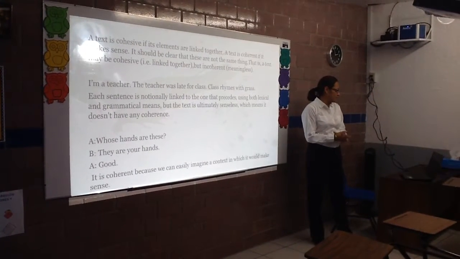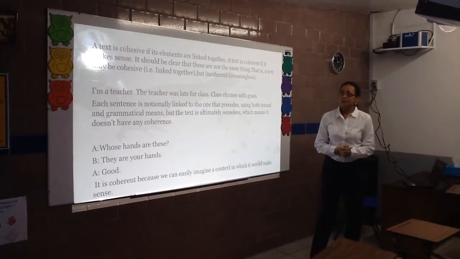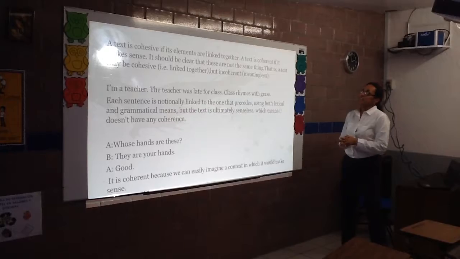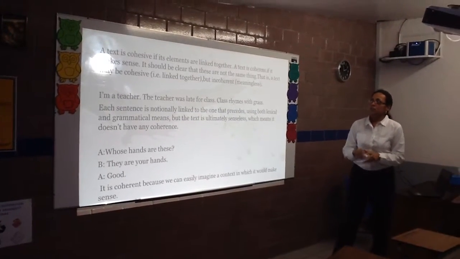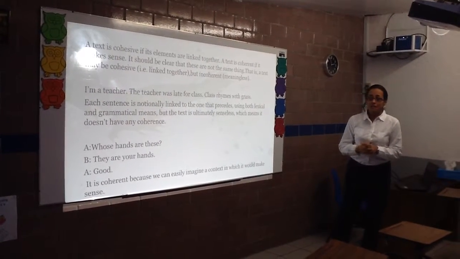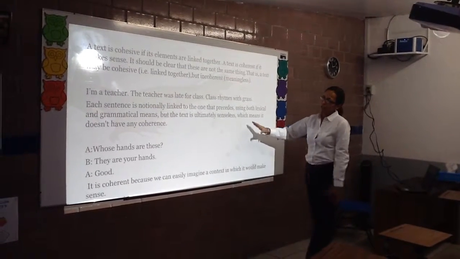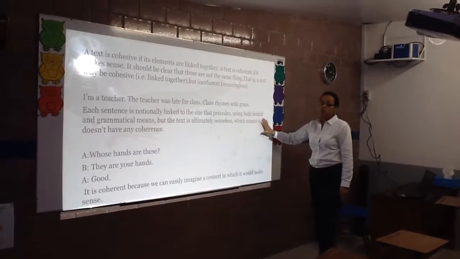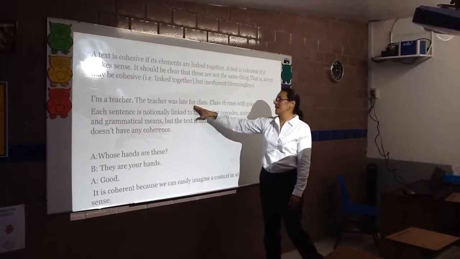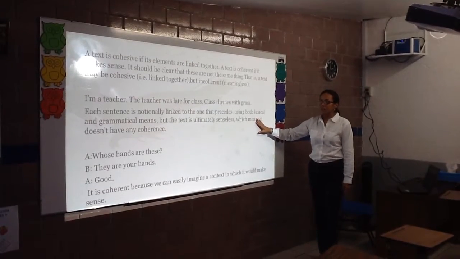Okay, so we have some examples here about how or where we can find cohesion and coherence. A text is cohesive if the elements are linked together. A text is coherent if it makes sense. It should be clear that these are not the same thing. That is, a text may be cohesive, linked together, but incoherent, meaningless. I found a very short but very explicit example: I'm a teacher. The teacher was late for class. Class runs with grass.